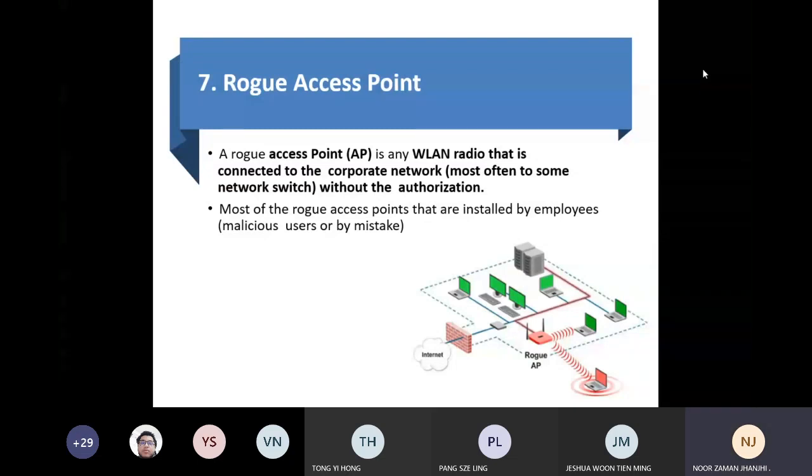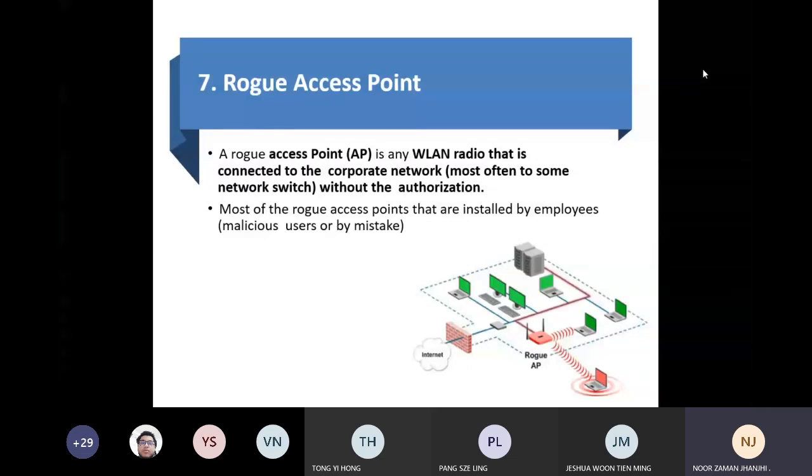What happens in the corporate sector is that even though you can see from this figure that the network is protected, the firewall is there, everything is there, suppose a hacker has access to that particular network, and then he or she may install one fake access point. A fake access point is known as a rogue AP. A rogue AP actually means a fake access point.